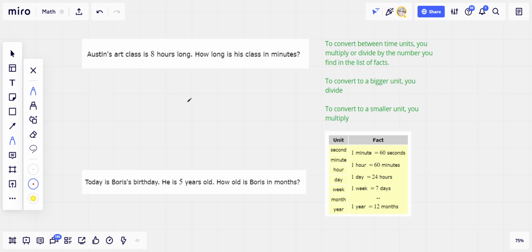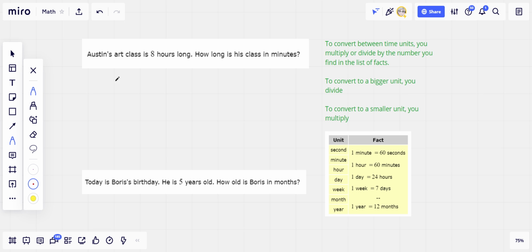And then the other thing to remember here is that when you're converting from a smaller to a bigger unit, you divide. And to convert to a smaller unit from a bigger unit, you multiply. And sometimes that feels like it's backwards, but think about it. If you have something that's 12 inches high and you want to convert to feet, which is a bigger unit, that's only going to be 1 foot because there are 12 inches in 1 foot. So the number gets smaller as the unit gets bigger.